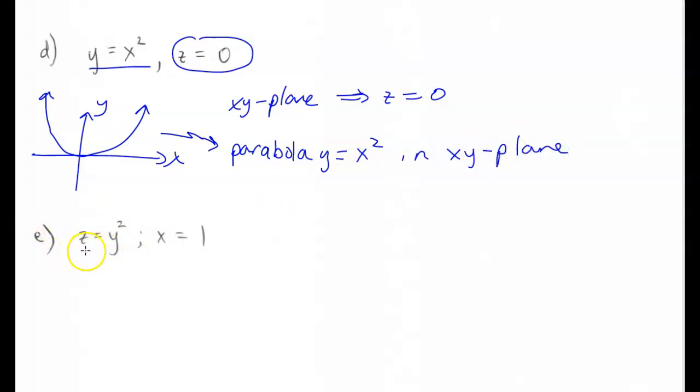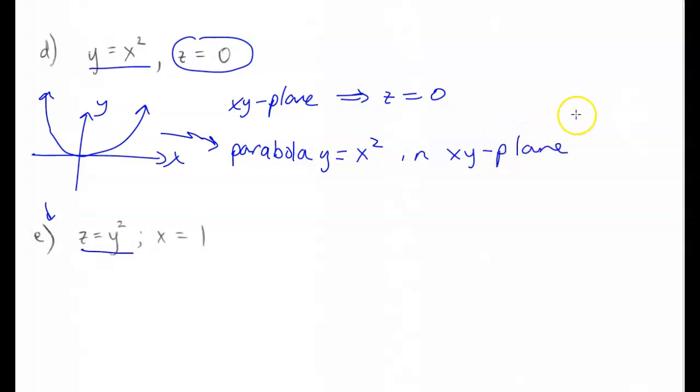So for this next example here, we want to know what's the set of points that can be characterized by z is equal to y squared and x is equal to 1. Now, here we know that z equals y squared is also a parabola. But it is going to be a parabola in the yz plane. And how do we know that? Because we have the coordinates or variables y and z.